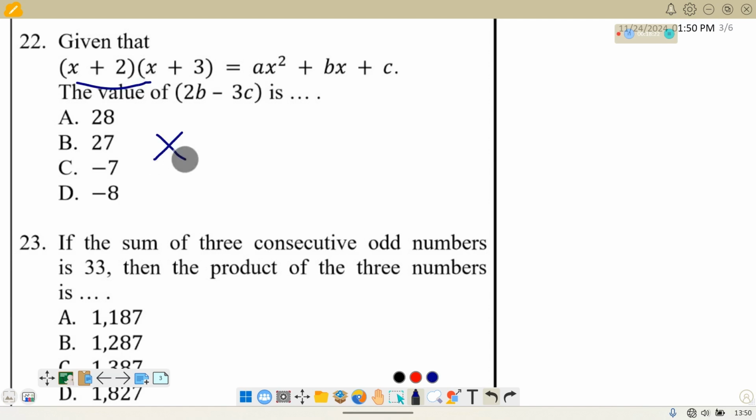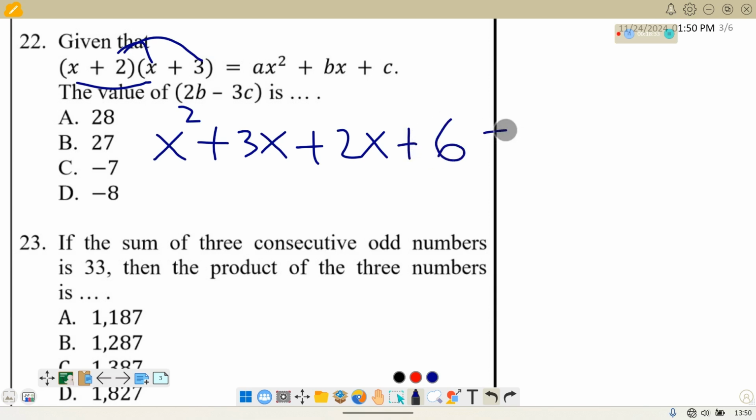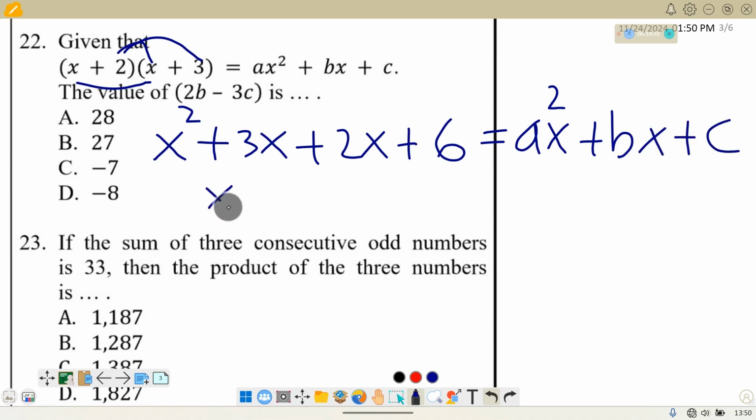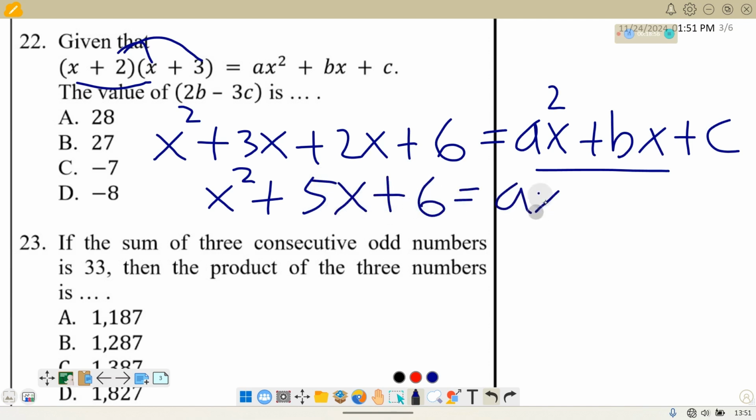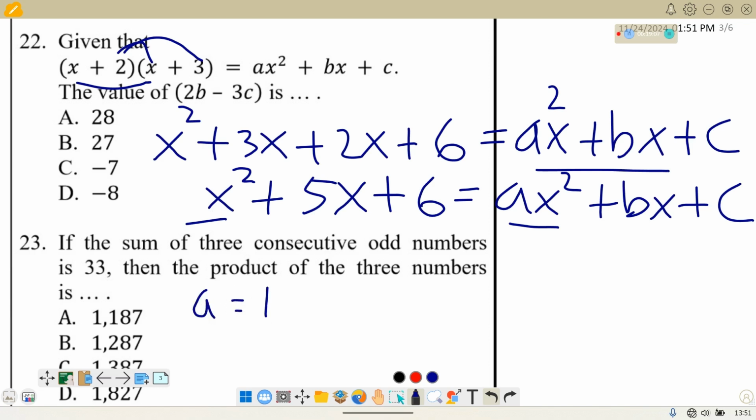Now let's take a look at number 22 using distributive law. So x times x squared plus 3x plus 2x plus 6 equals ax squared plus bx plus c. Then we can make it simpler, x squared plus 3x plus 2x equals 5x plus 6 equals ax squared plus bx plus c. And according to that, the value of a equals 1, b equals 5, and c equals 6.